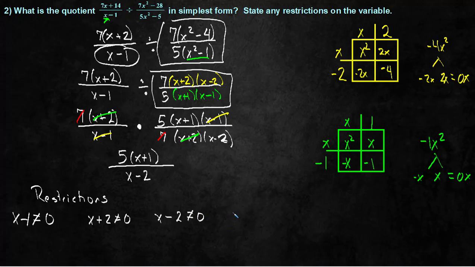And the x plus 1 can't equal 0. That's the denominator of that second fraction. As well as the x minus 1 can't equal 0. Well, we already have that one listed, so I don't need to list it again.